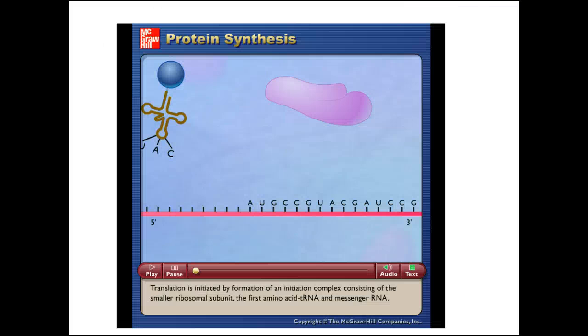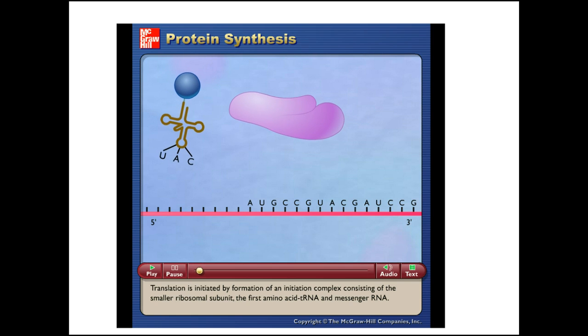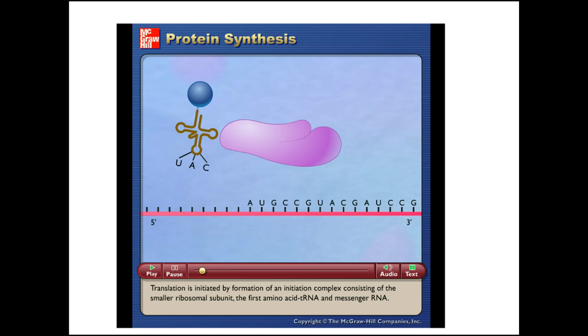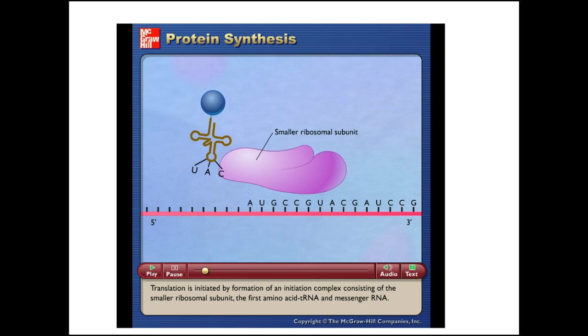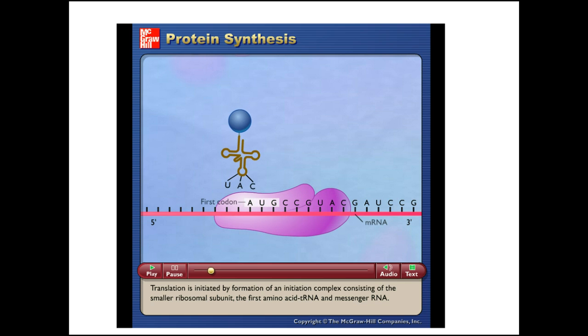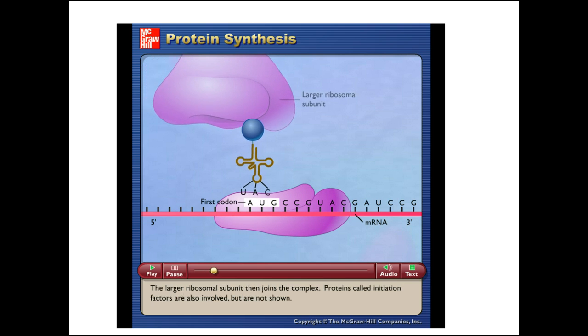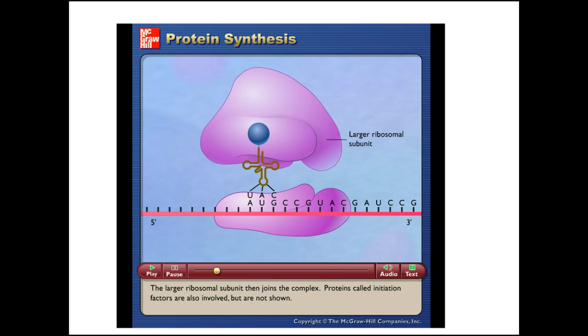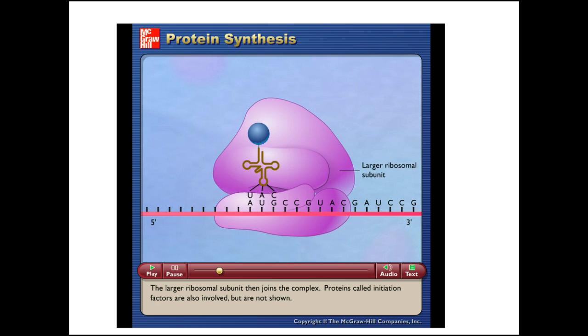Let's take a look at translation, also known as protein synthesis. Translation is initiated by formation of an initiation complex consisting of the smaller ribosomal subunit, the first amino acid tRNA, and messenger RNA. The larger ribosomal subunit then joins the complex. Proteins called initiation factors are also involved, but are not shown.